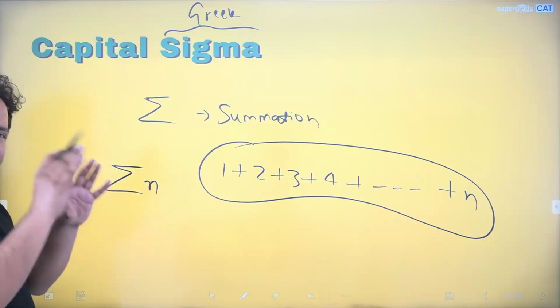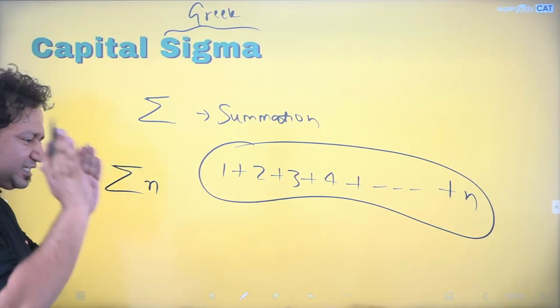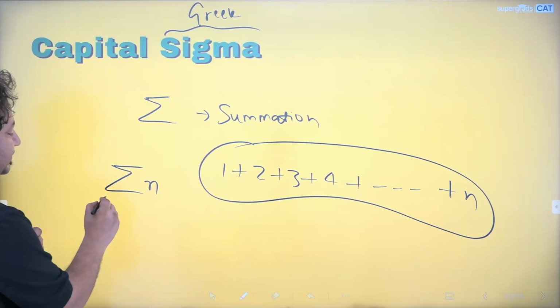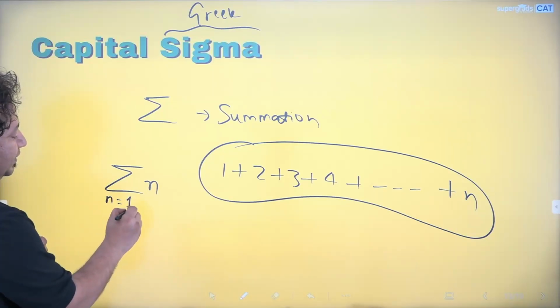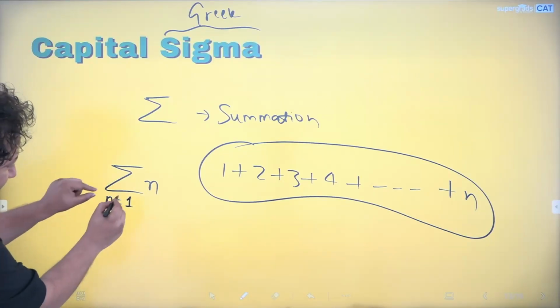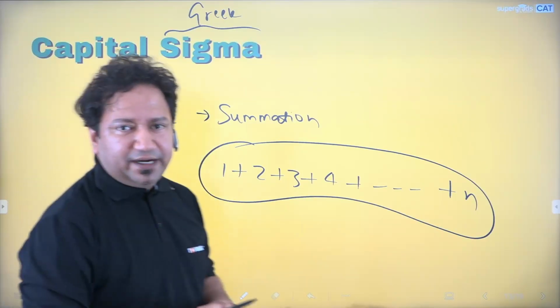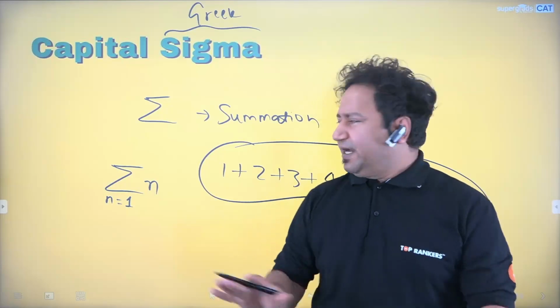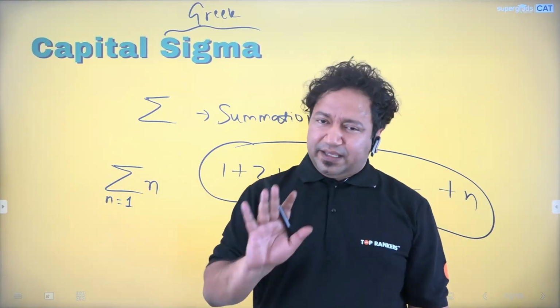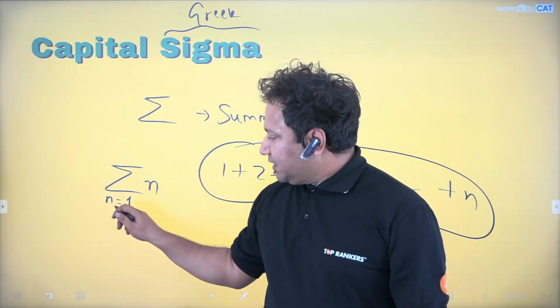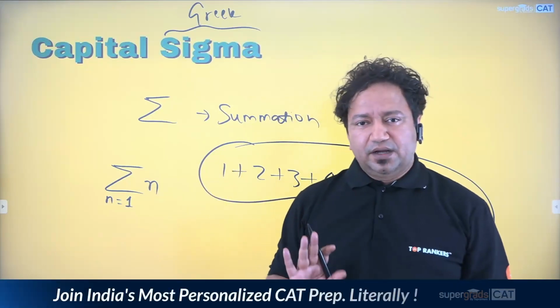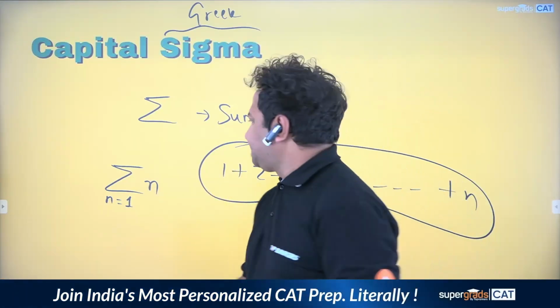And to make it very crisp and precise, people also mention that n starts from 1. What you write below the sigma is the starting point. If it is not mentioned, then normally it is natural numbers, but they try to mention it. That is what sigma summation basically means.